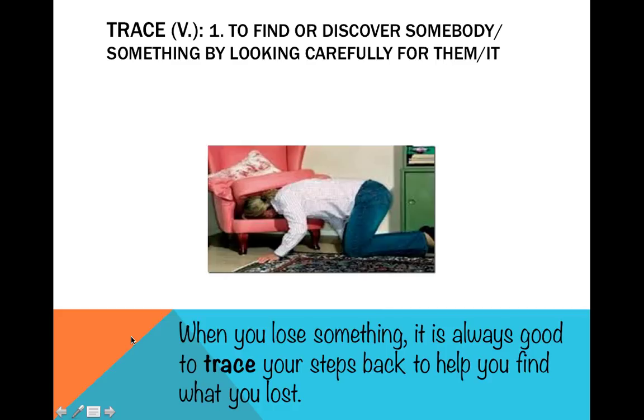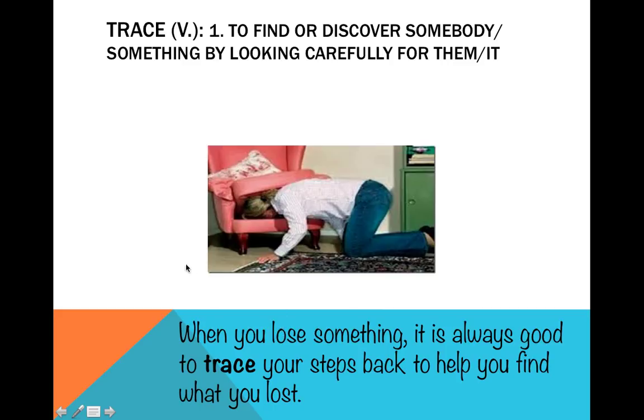So how many of us haven't been in this situation, right? You lose your keys, you lose your wallet, you lose your chopstick, whatever it is that you're looking for. So you stop and start to think about what you did that day before you lost it, or before you realized that you lost the item. So you trace your steps back, right?